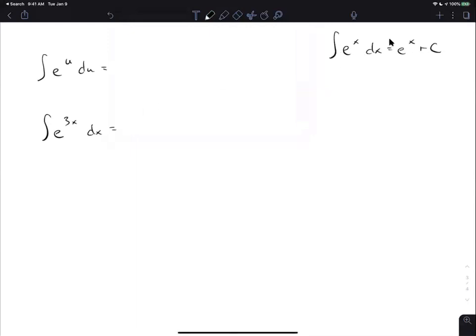So based on this rule, what's the answer to the first one? Or is it too hard? E to the u plus c. We're allowed to use it because the variable here matches the variable here. This is u and that's u, so it's exactly in that form. Does that make sense? What does that rule, as written, tell you about the second problem?